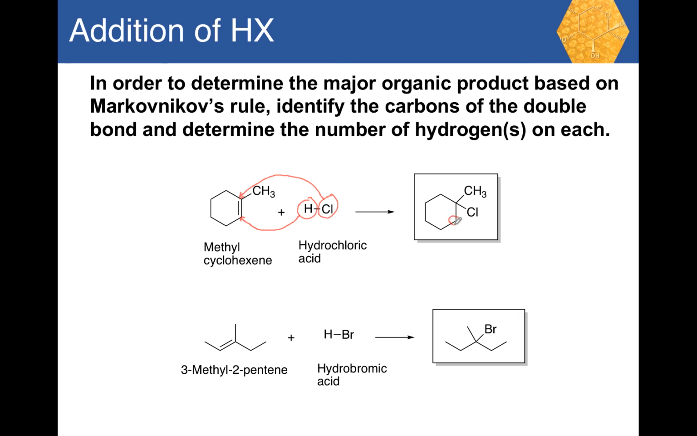Notice again, in the line angle representation, we do not write the hydrogens in. Here's the same situation. Carbon of the double bond, no hydrogen. Carbon of the double bond, one hydrogen. Here's the hydrogen. Here's the bromine, or the X. The bromine will add to this carbon, and the hydrogen will add to this carbon to give this as the product. Notice again, no hydrogens written here because we're using the line angle representation.